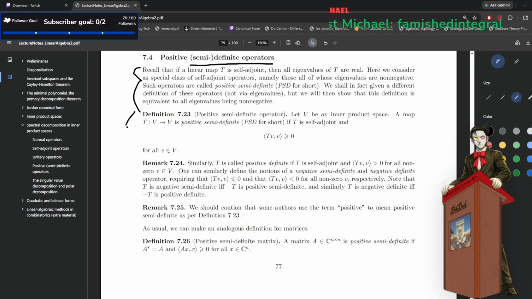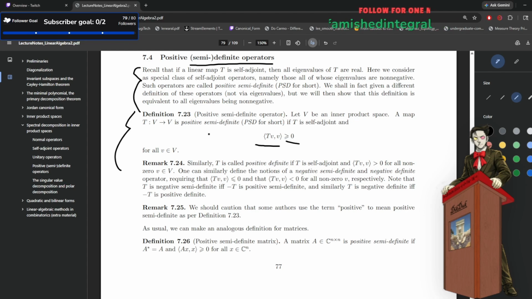Definition 7.23. Positive semi-definite operator. Let V be an inner product space. A map T from V to V is positive semi-definite, or PSD for short, if T is self-adjoint and the inner product of T(v) with v is greater than or equal to 0.